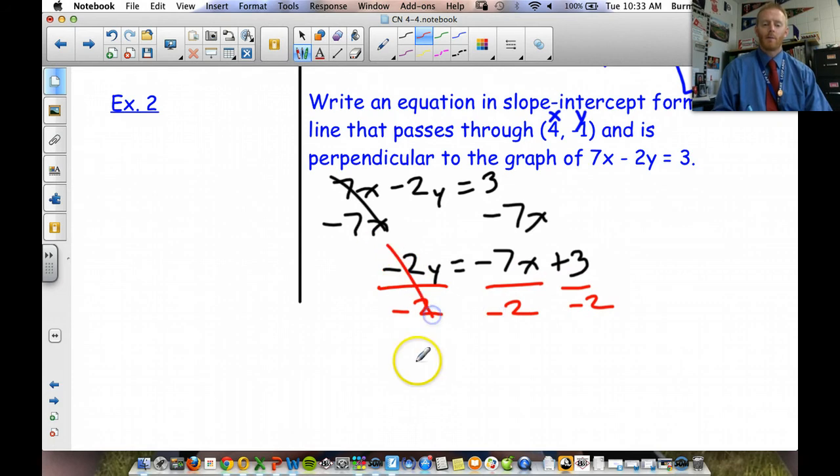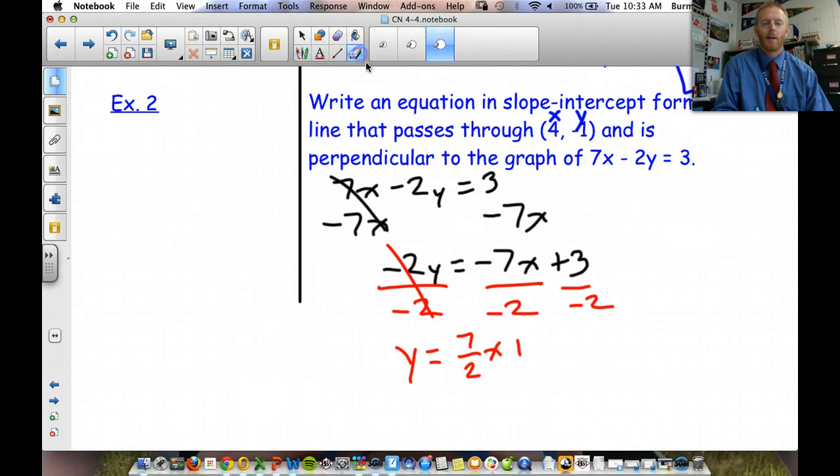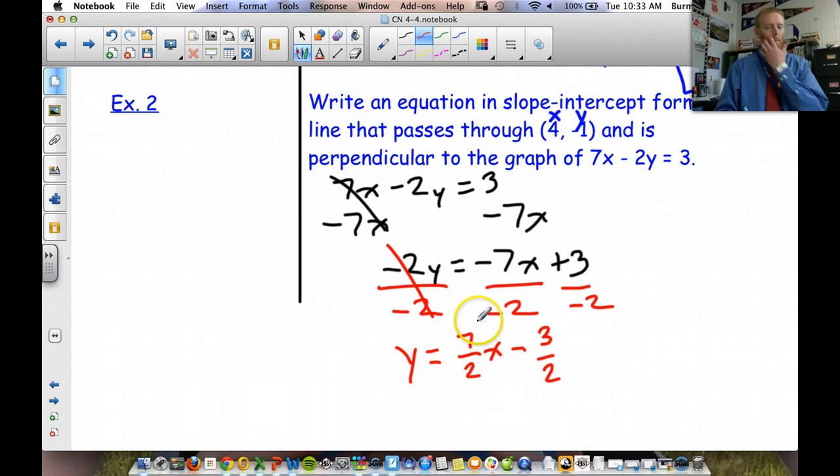And when that happens, we're left with y is equal to 7/2 x minus, let me subtract that out of there, get a little quick eraser. We're going to subtract because 3 divided by -2 is -3/2. Now, my slope here is the only thing that I really care about, and that was to find this information.